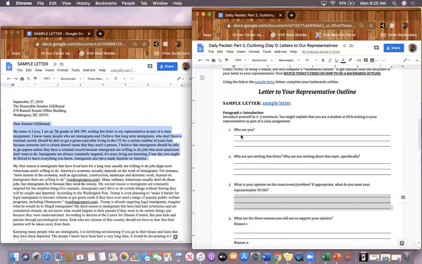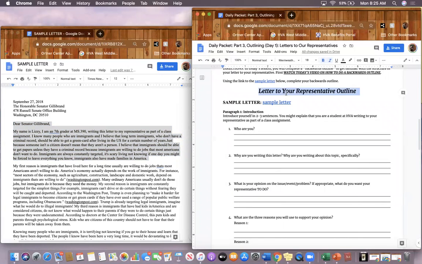Now let's look at the sample letter, the letter to our representative outline.